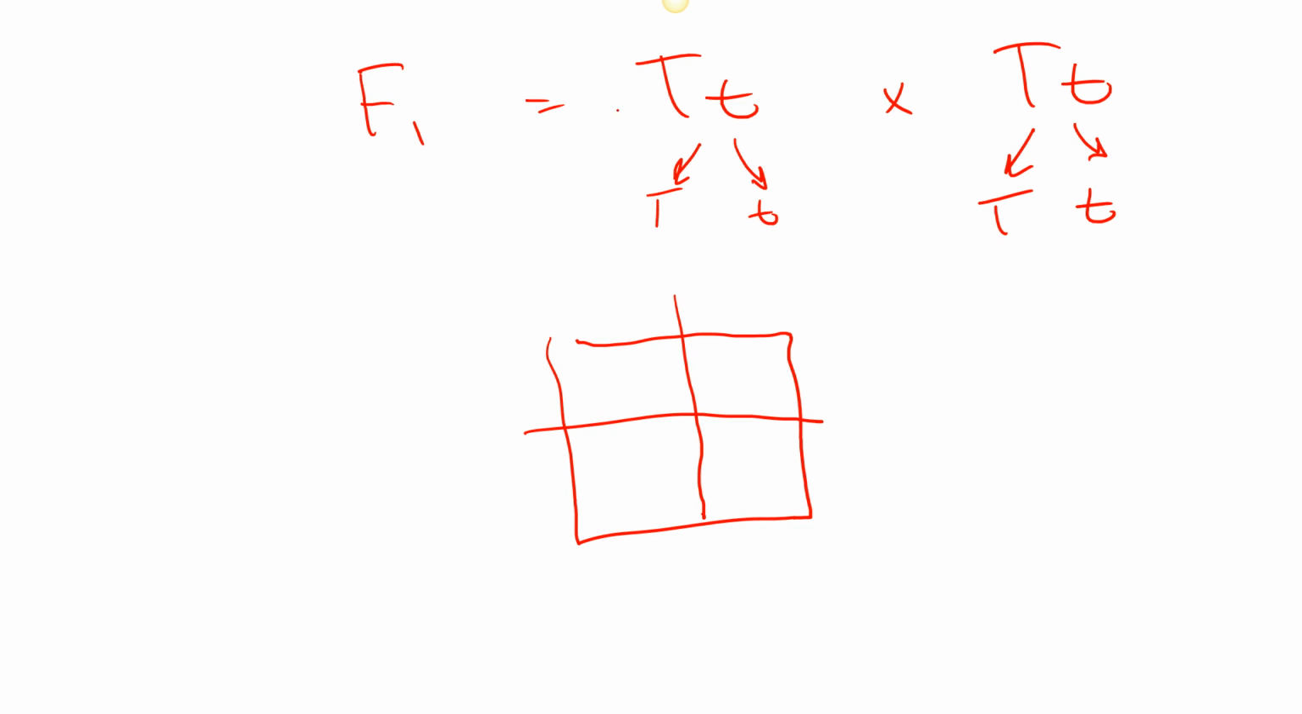So I'm going to put this parent on the top of the Punnett Square and the other parent on the side. It doesn't really matter. And then I combine. Now let's look at the genotypic ratios.